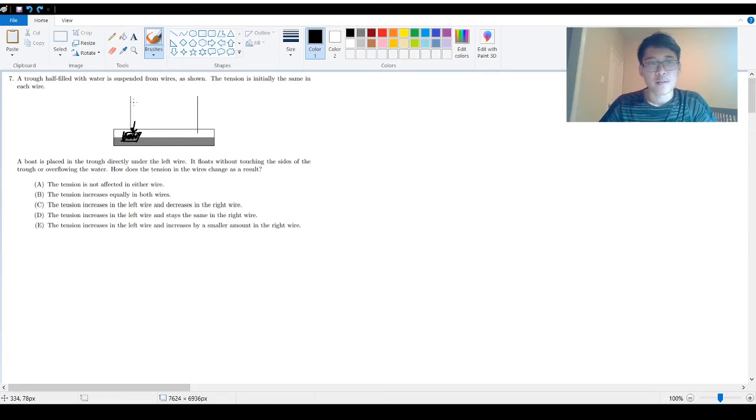If we consider the pressure at a water level, it's never going to be different. If it's at a certain height from the surface of the water, all the pressure will be constant. So the pressure is always constant at a certain height.